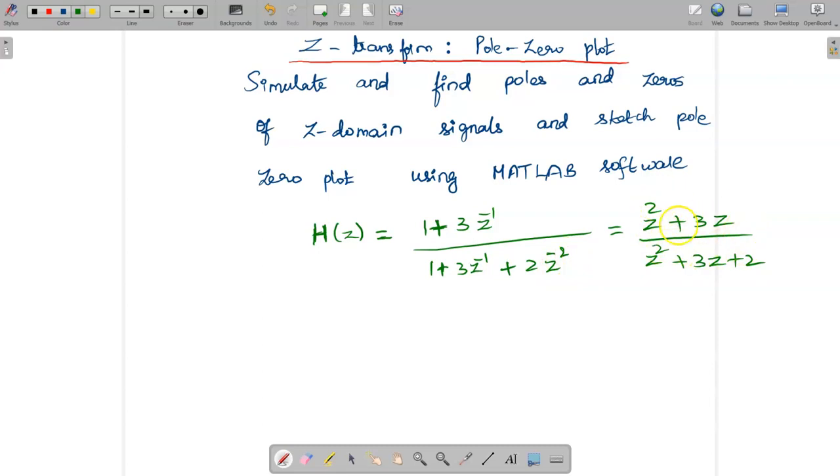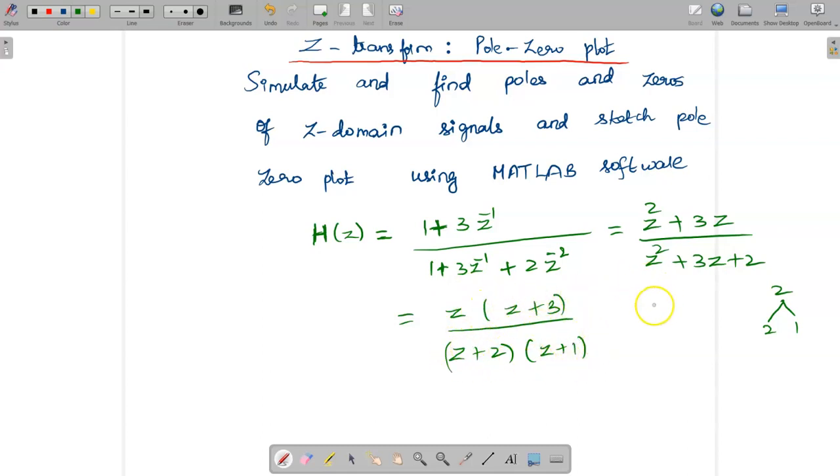Once we have converted like this, we are going to factorize the numerator and denominator separately. Here we can just take z outside, so it becomes z into z plus 3. The denominator we need to factorize: 2 ones are 2, 2 plus 1 is 3, so I can write this as z plus 2 into z plus 1. So the numerator and the denominator are factorized like this.